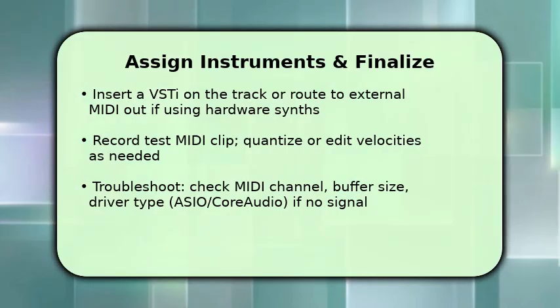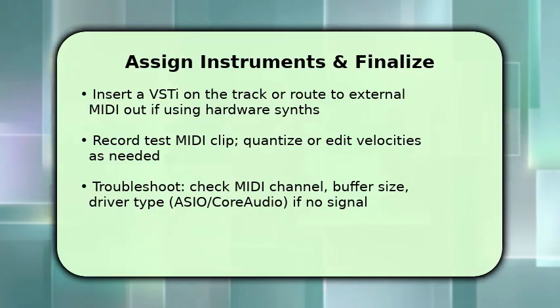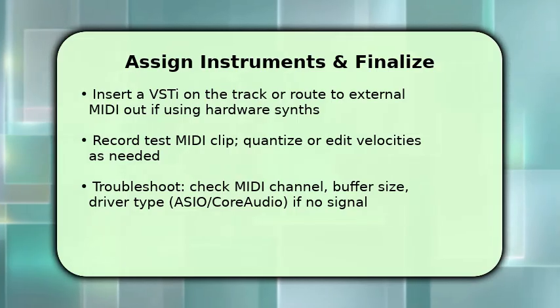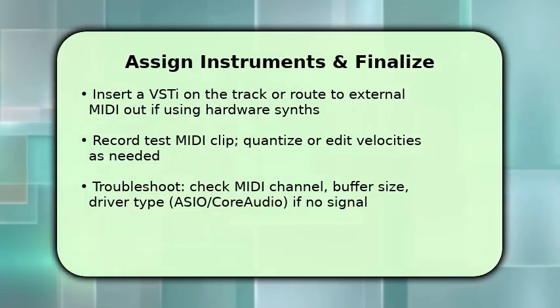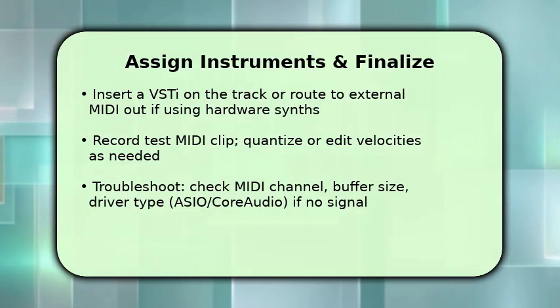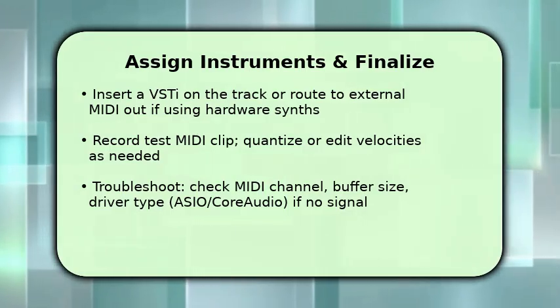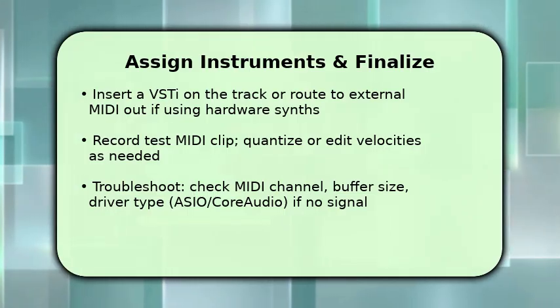Finish by assigning a sound and testing the flow. Insert a VST instrument on the armed track or choose Track MIDI output to send to external gear. This determines where notes sound. Record a short test clip, then use the MIDI editor to fix timing or velocities. This is where musical shaping happens.